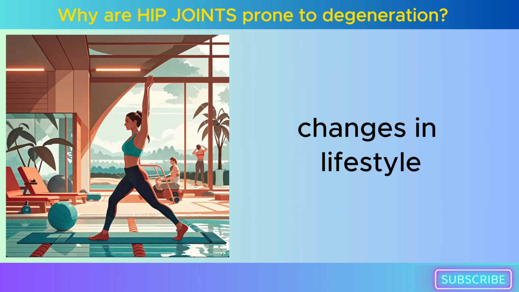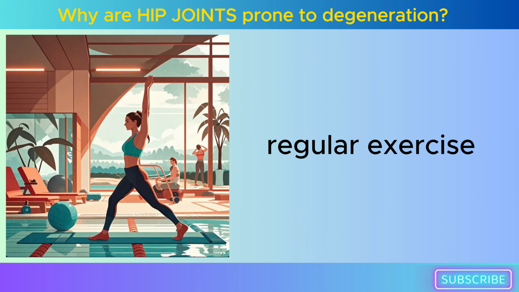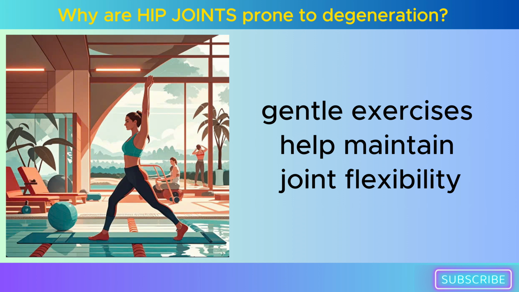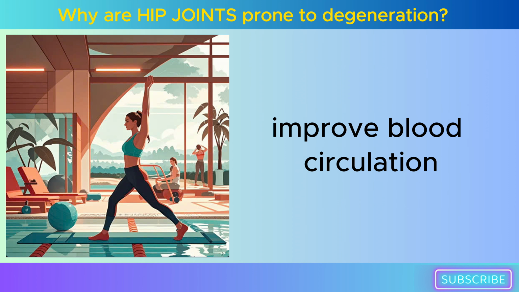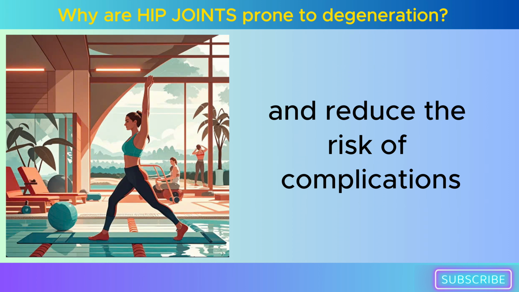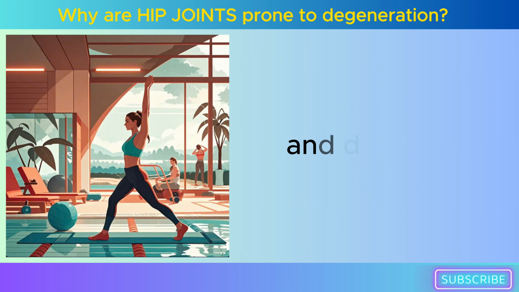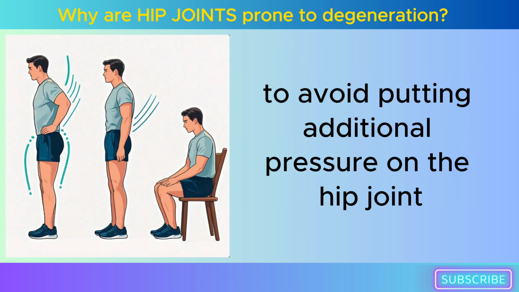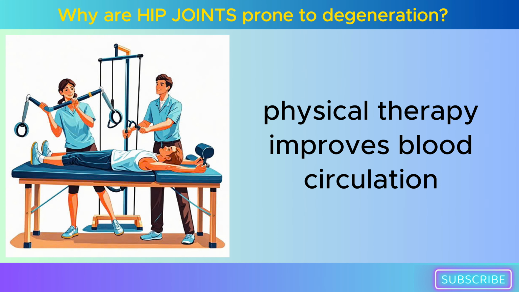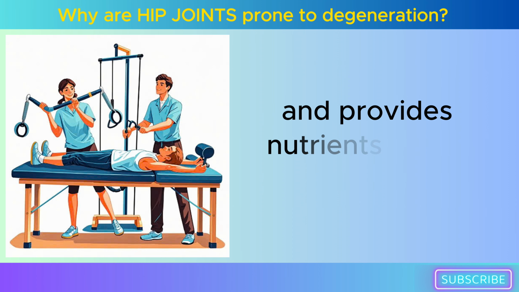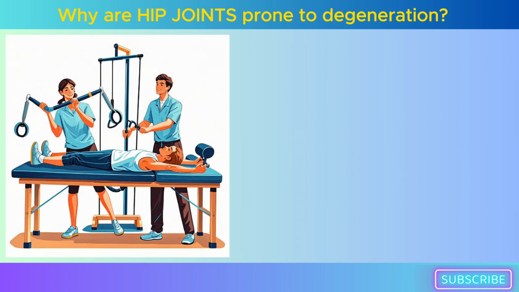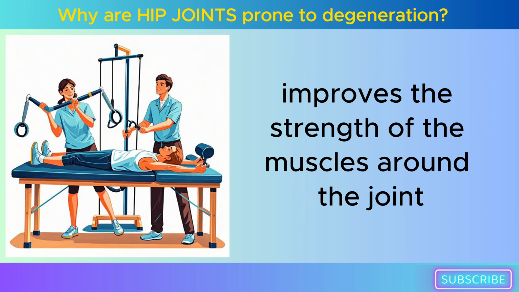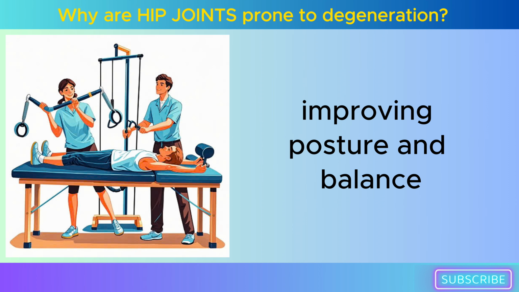Changes in lifestyle. Regular exercise. Gentle exercises help maintain joint flexibility, improve blood circulation and reduce the risk of complications such as cardiovascular disease and diabetes. Change posture. Be careful when moving to avoid putting additional pressure on the hip joint. Physical therapy. Improves blood circulation and provides nutrients to the joint. Improves the strength of the muscles around the joint, improving posture and balance.